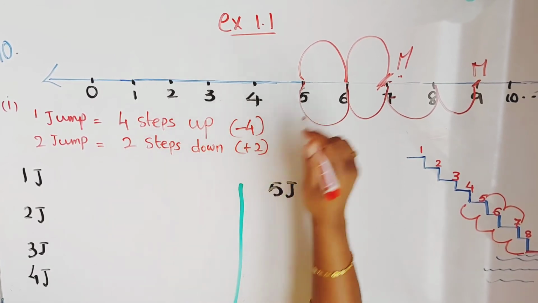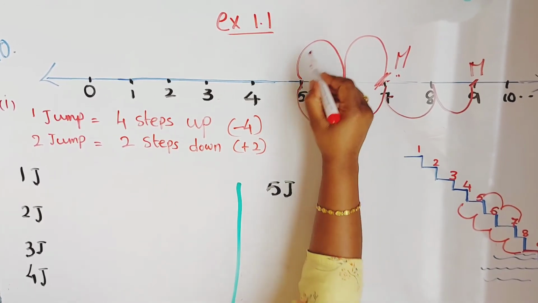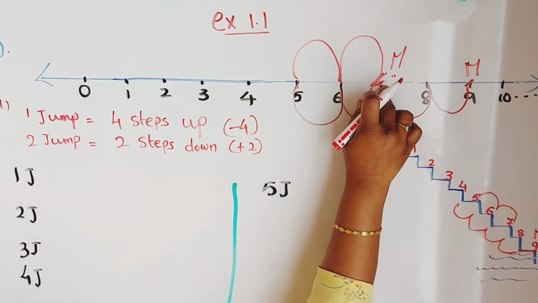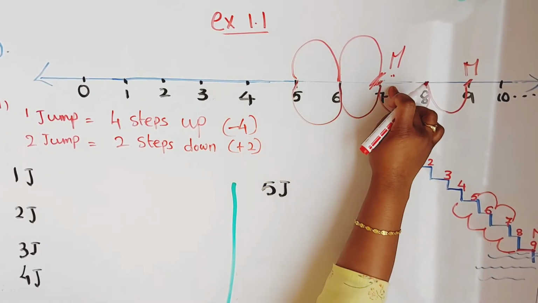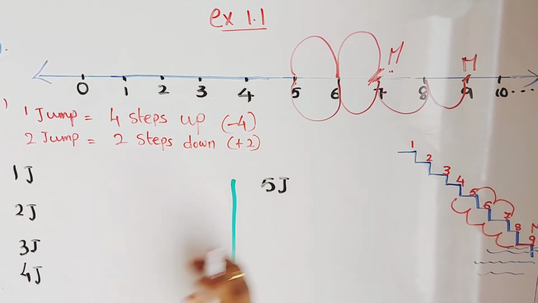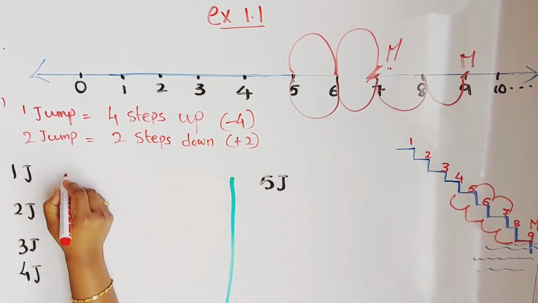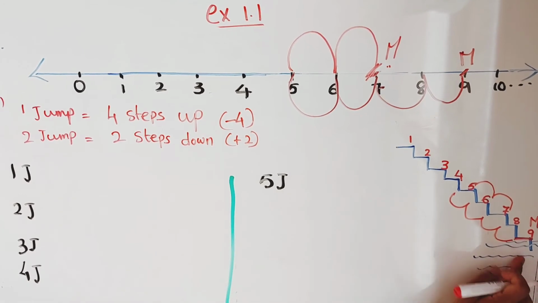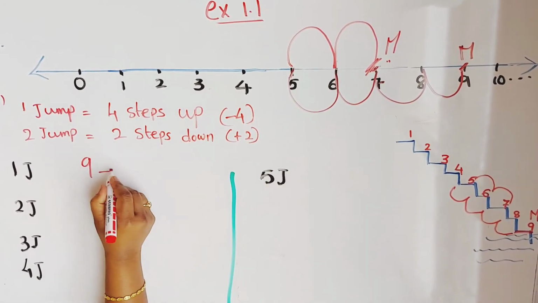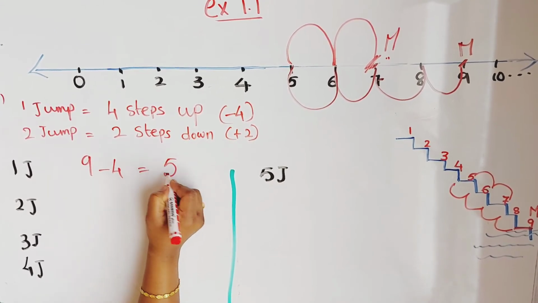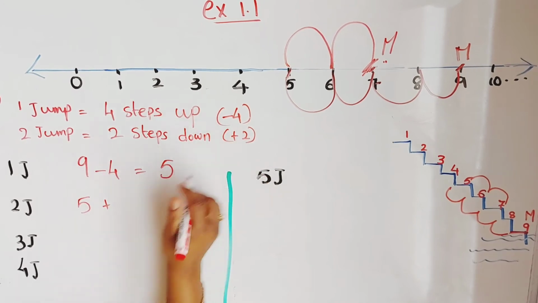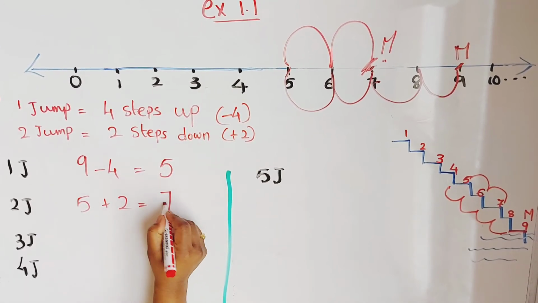Again 2 steps down. See, we have to increase. 6, 7 here. Now monkey is at the 7th step. Okay, after these 2 jumps, monkey is at the 7th step. Same like this, we have to continue the pattern. Okay, we will see. First jump, what is the monkey position? Number 9. 9 minus 4, it is 5, right? Second jump, 5 plus 2, it is 7.